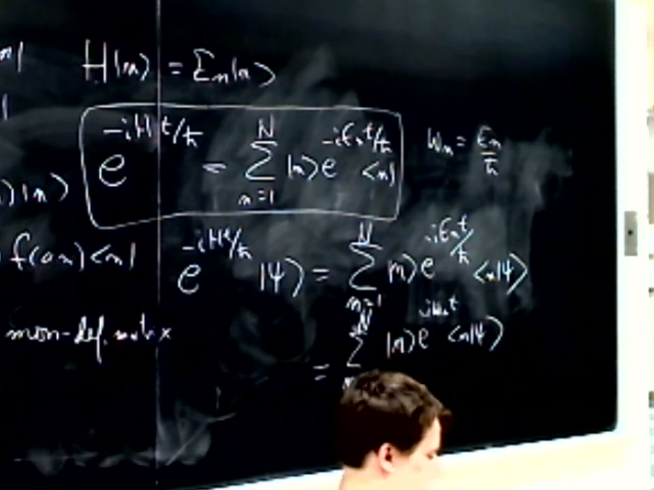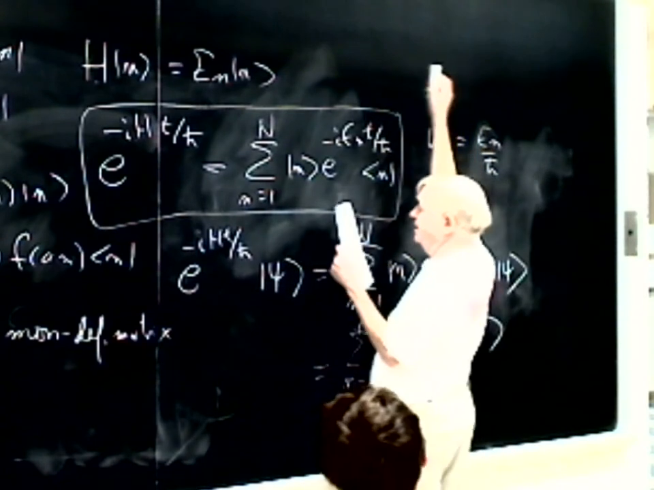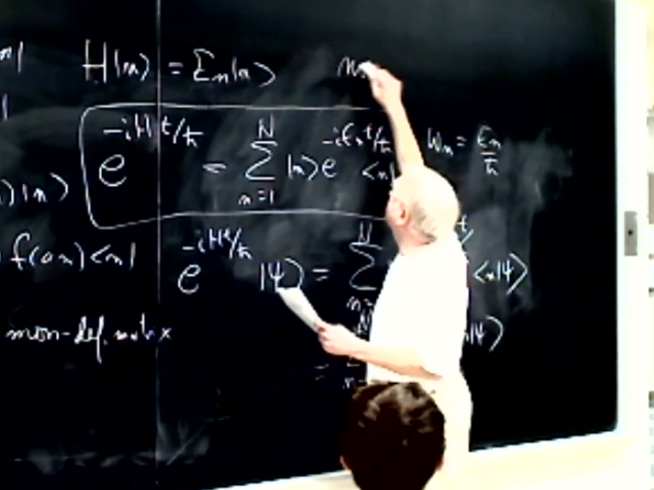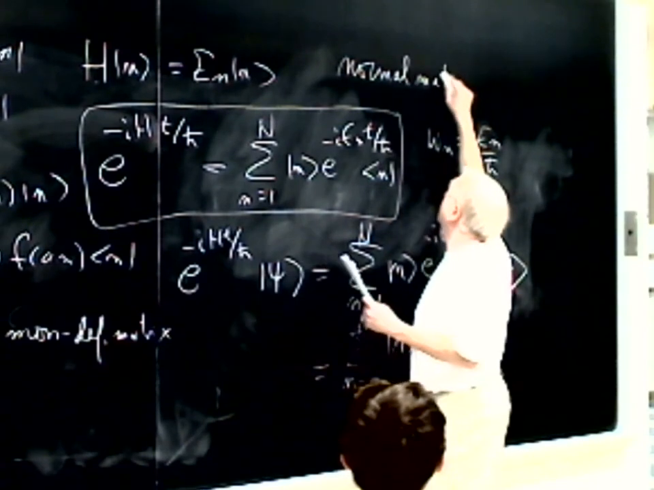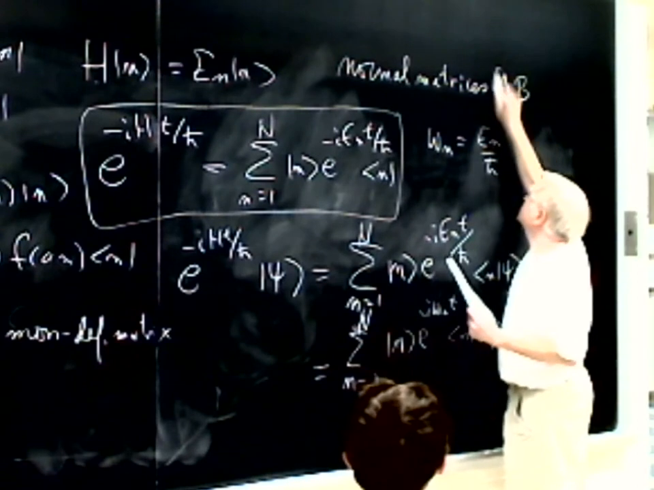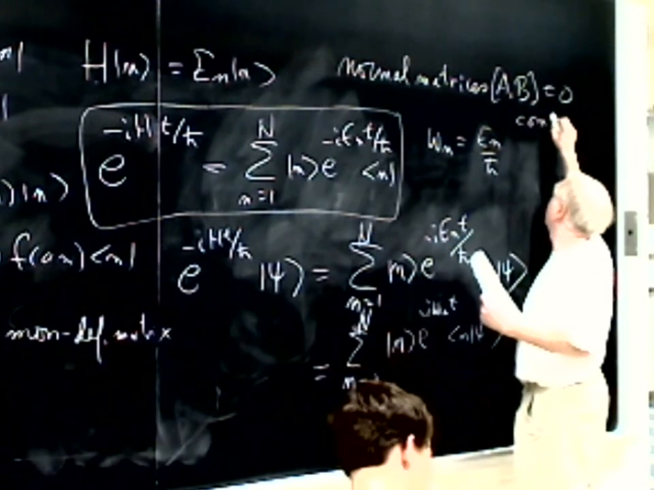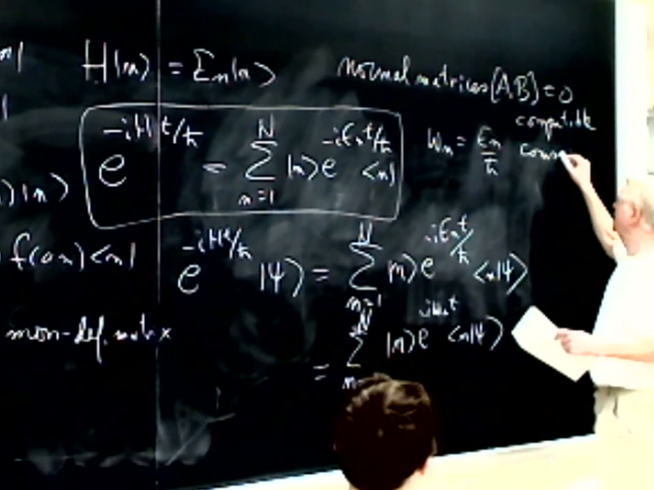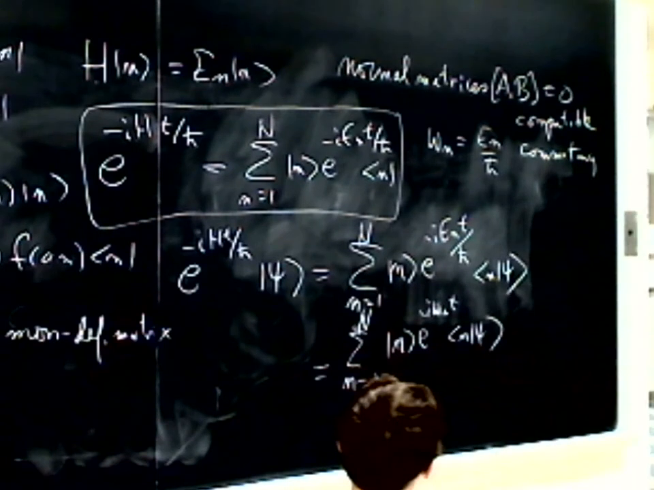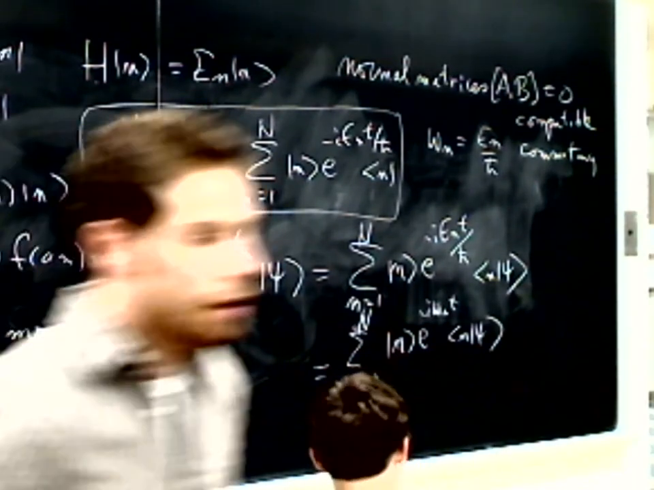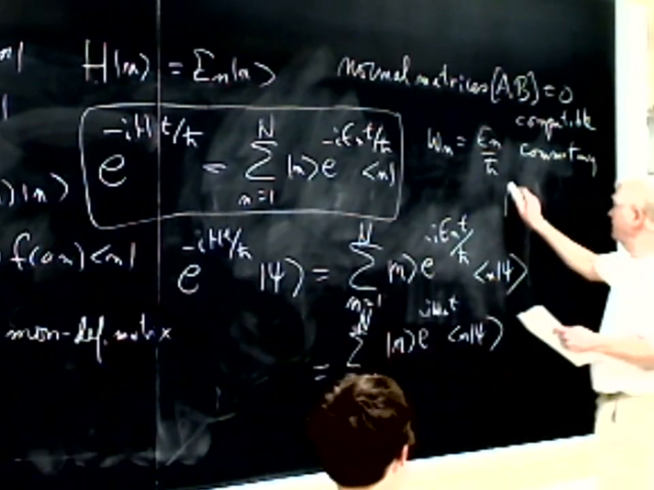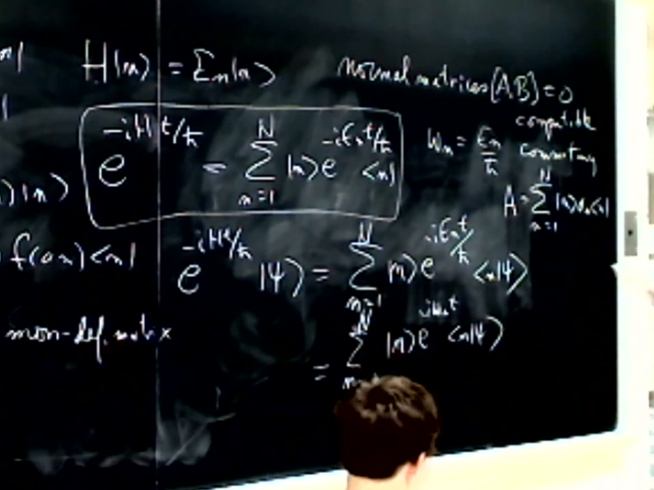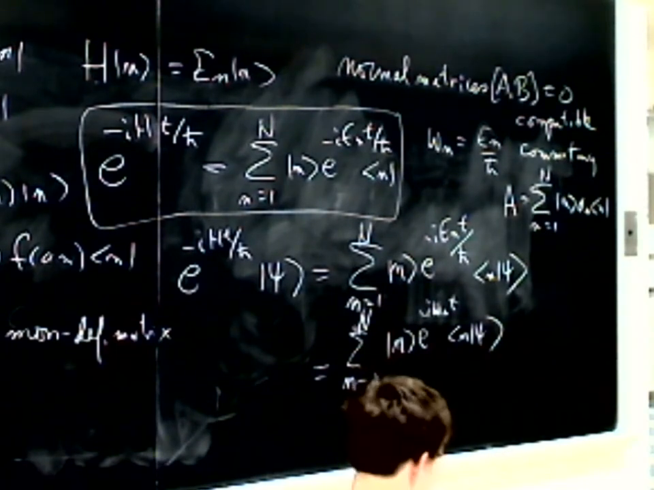So let me use this board to define some of this. I'm going to be thinking now of two normal matrices, A and B, such that the commutator vanishes, so they're considered to be compatible, or commuting. They commute with each other. And any normal matrix A can be written as a sum over the eigenvectors, with the eigenvalues times the eigenvector projectors. So that's what A is. You'll notice I left out the eigenvalue. I'll put it in.